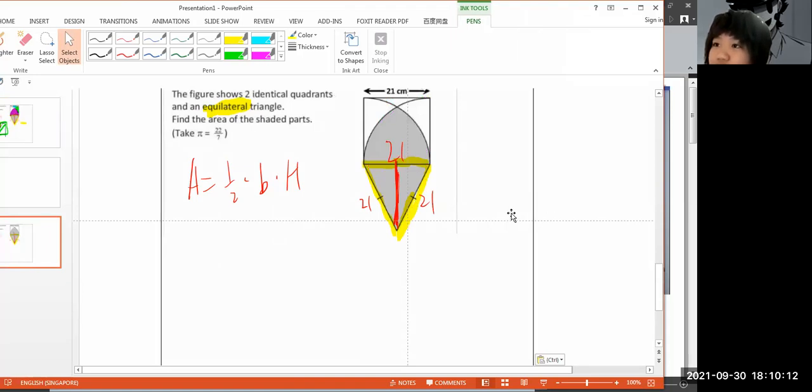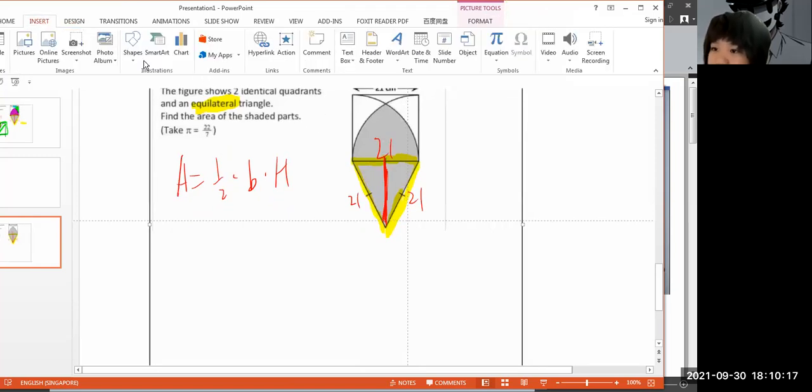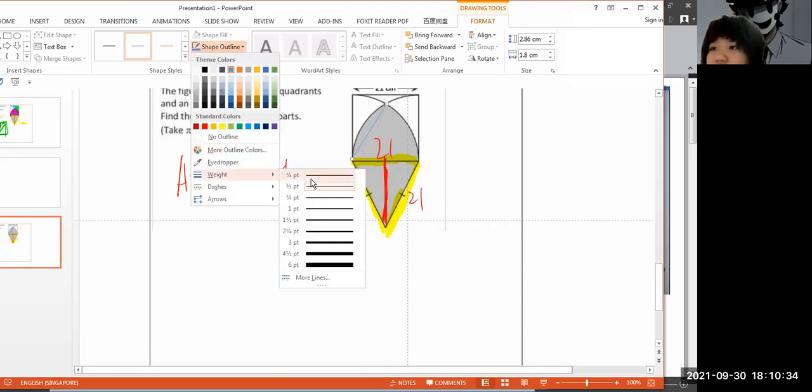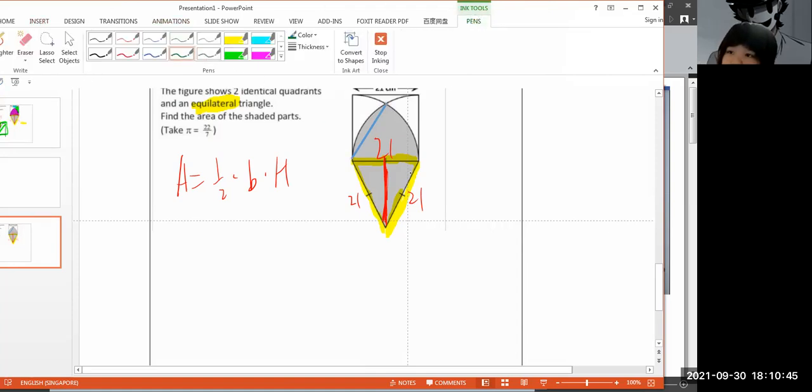So for this question, what you can do is insert a line here. Once you insert a line here, then of course you continue to wrap this part to this part here. Let's continue. It should be a circle.